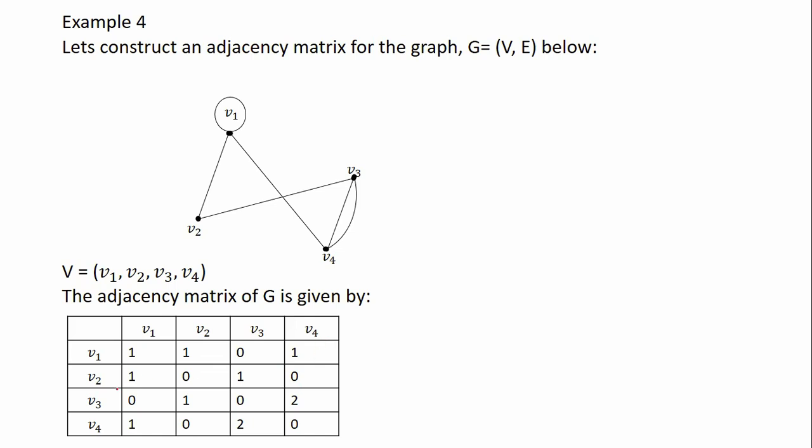Then you move on to the next vertex, V3. So we have V3, V1 is 0. Check that. Then V3 to V2 is 1.